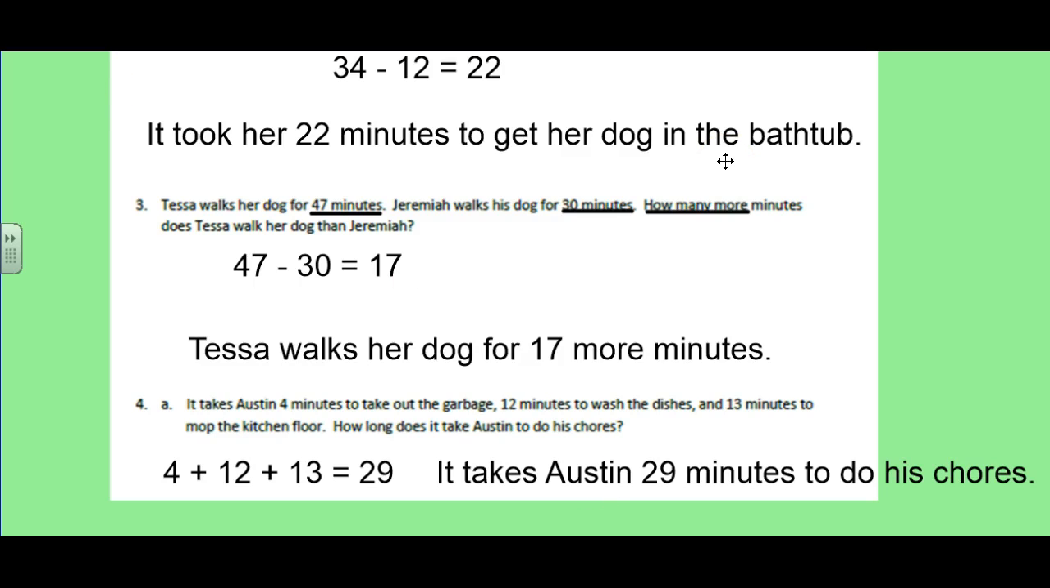Okay, so when you take the 4 minutes and the 12 minutes and the 13 minutes and you add all that together, you get 29. So your sentence should have said something like it takes Austin 29 minutes to do his chores.